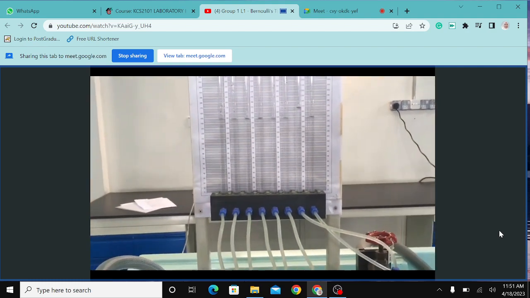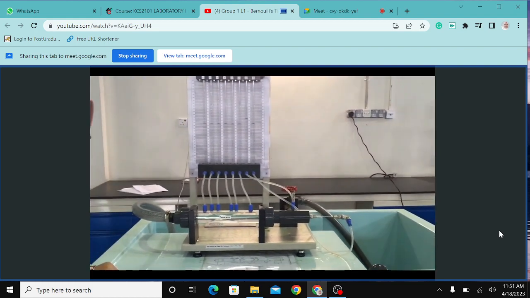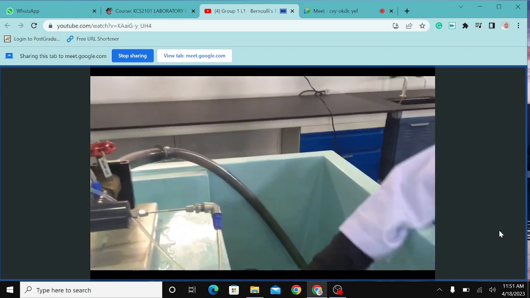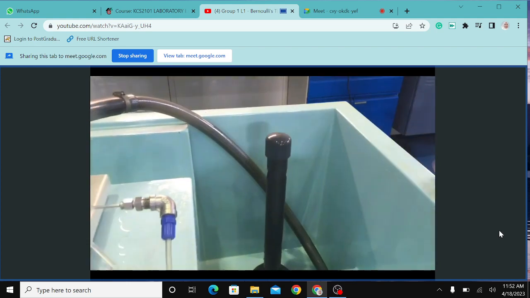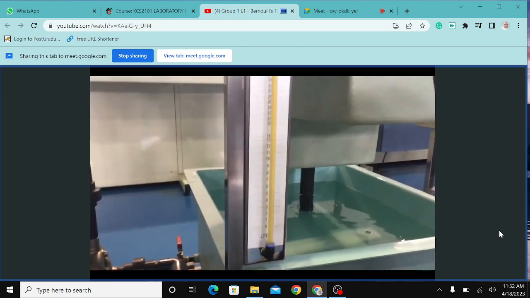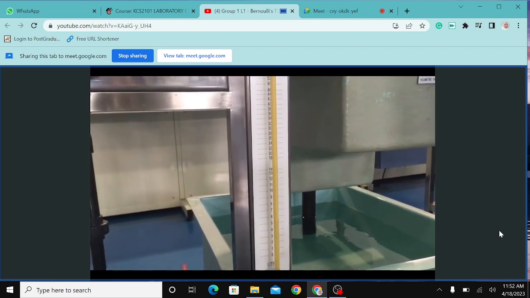When the water level is stabilized, you can then measure the difference in pressure using the venturimeter. You have to measure each and every point, make sure that it's in the middle, and then you take the readings. After doing that for every point, you can then calculate the flow rate.